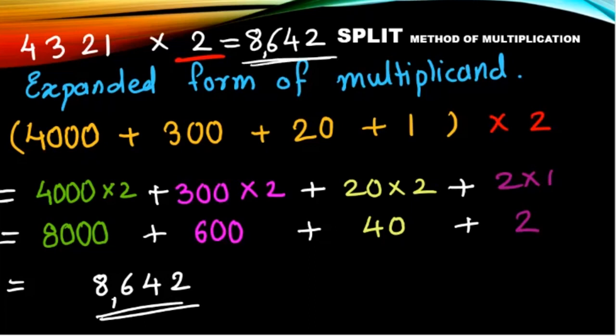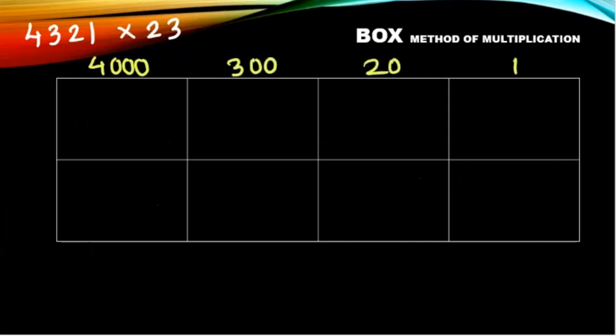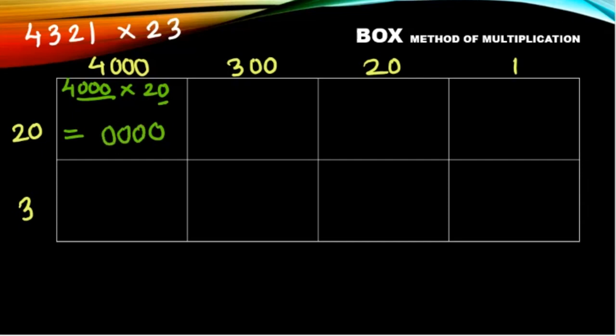So children, in this method we are splitting the multiplicand. That's why we are saying multiplicand, split method of multiplication. And the next method is box multiplication method. In this, we are going to consider the expanded form of multiplicand as well as the multiplier. And we have to draw the boxes as per the digits in the multiplicand and the digits in the multiplier.